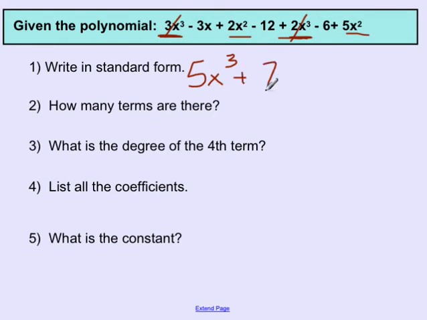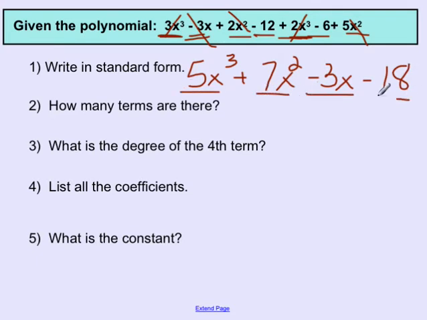2 plus 5 is 7, and then we have x squared. Next, this x doesn't have anything to be added with, so I'm going to leave it as 3x. Last but not least, we have negative 12 minus 6, which, when you add two negatives, is going to get more negative, so that's going to give me negative 18. So how many terms are there? There's 1, 2, 3, 4 terms.